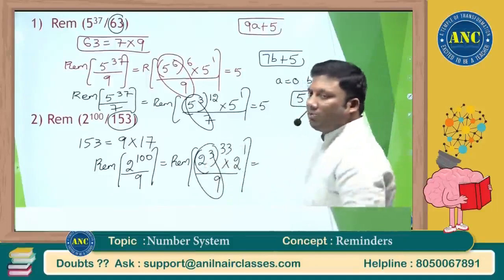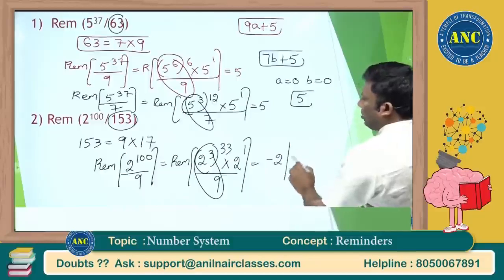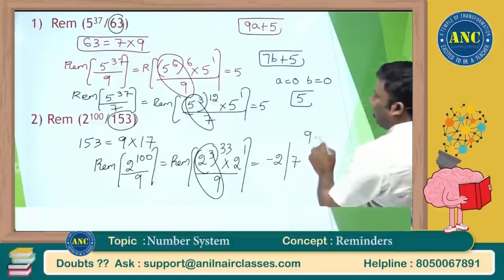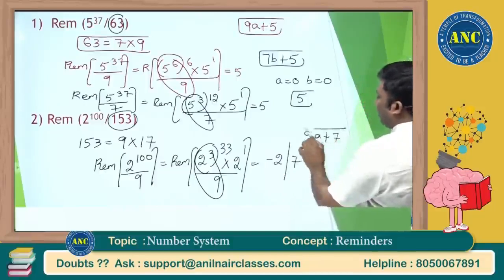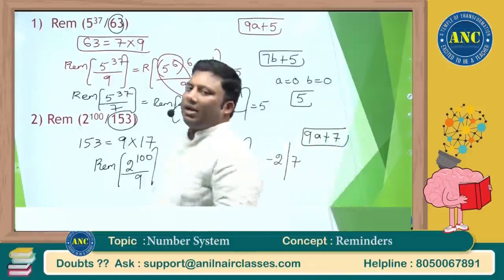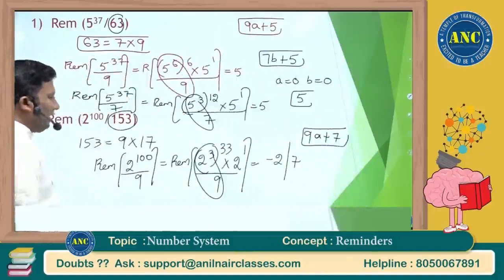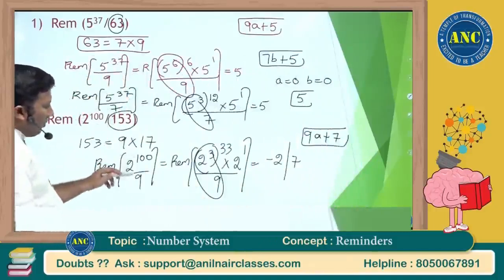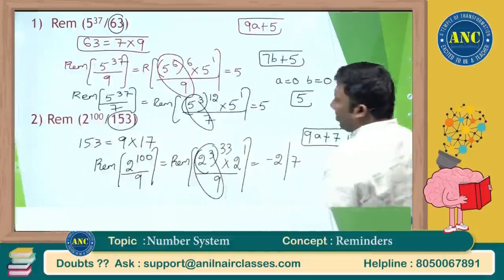8 by 9 is minus 1. Minus 1 into 2 gives minus 2. The positive remainder is 7. The answer when divided by 9 should give remainder 7. I hope the idea is clear. 153 is 17 into 9. 2 power 100 is minus 2, so it is plus 7.